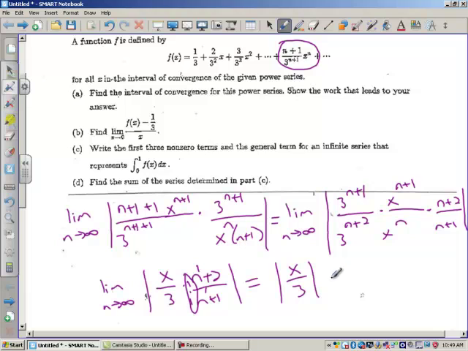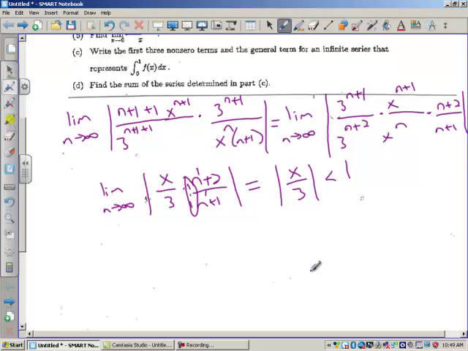This is my limit. And I need this to be less than 1 for convergence with the ratio test. So what we're going to do first is multiply both sides by 3. And then I'm going to separate it. Negative 3 is less than x is less than 3. Now I'm going to check my endpoints.